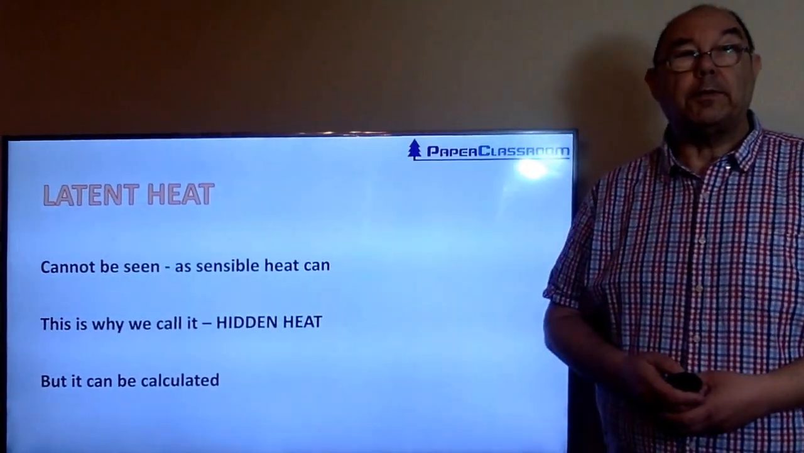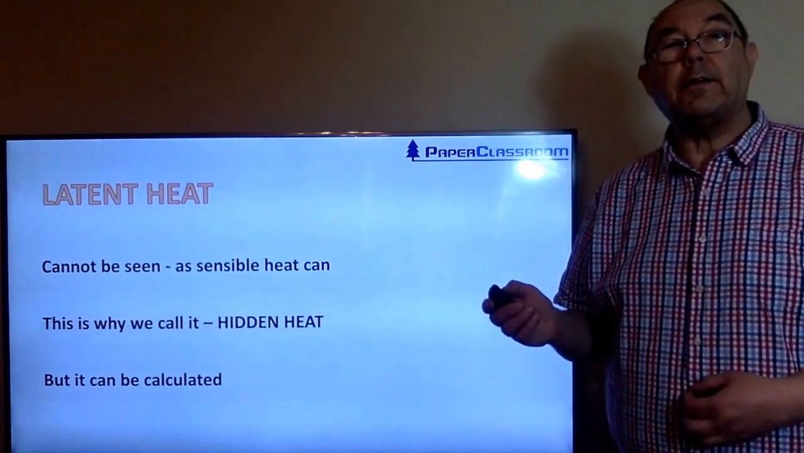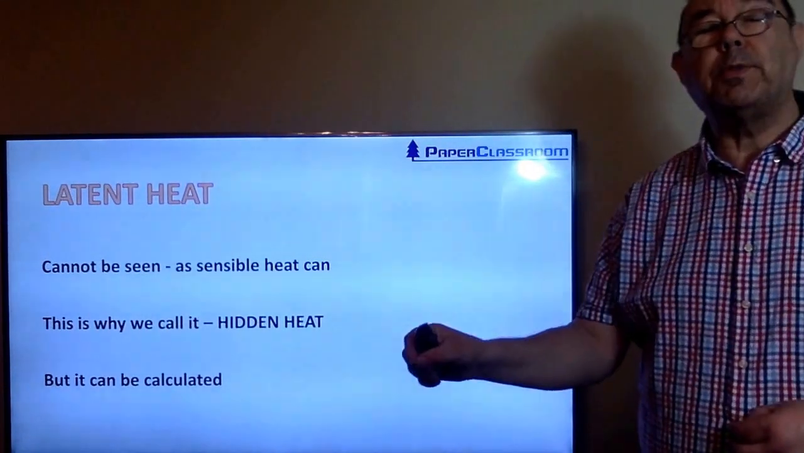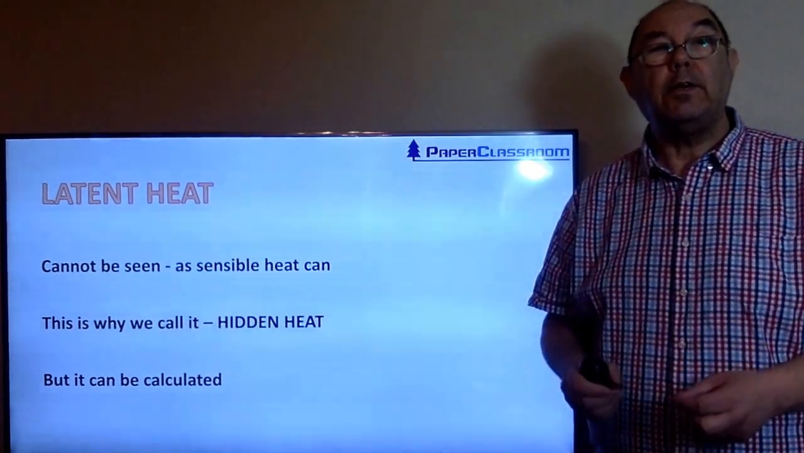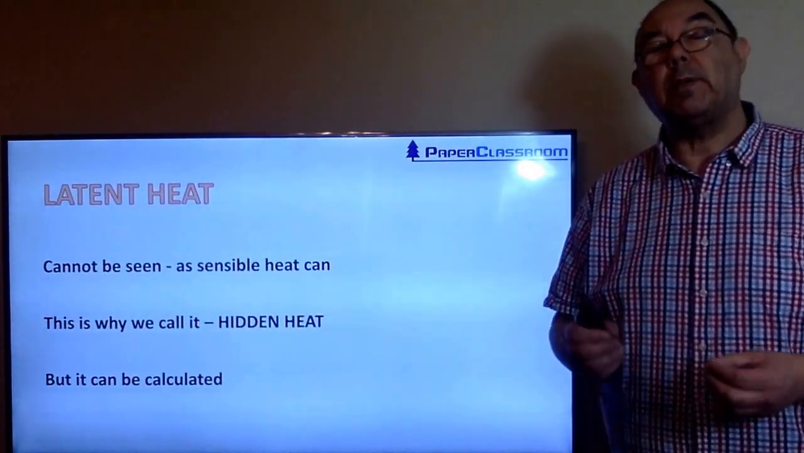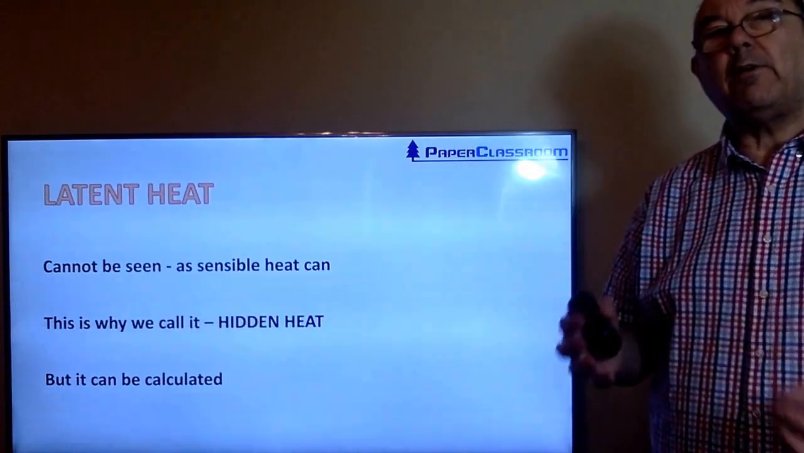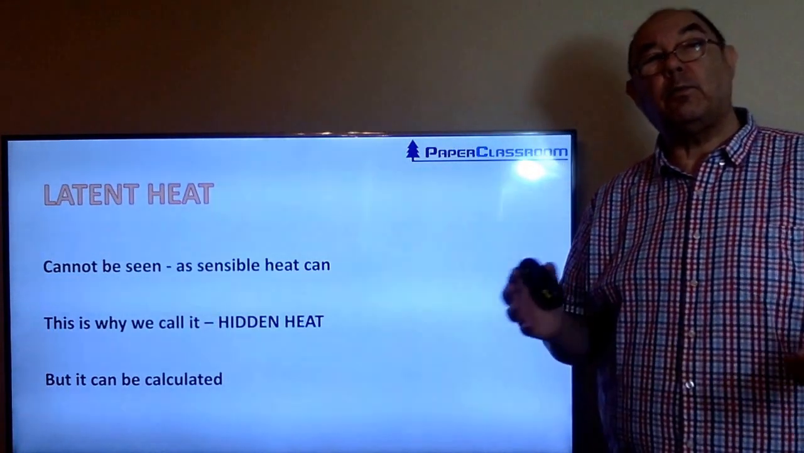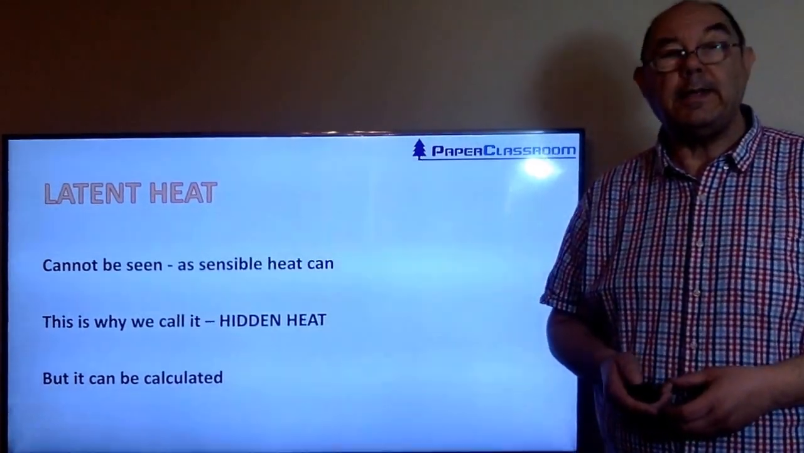Latent heat's a bit more difficult. You can't see latent heat, you can't put something in and measure latent heat. You can only really calculate what the latent heat is. And because you can't directly determine it, then we call latent heat hidden heat.